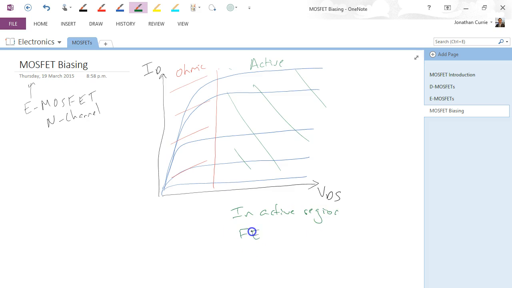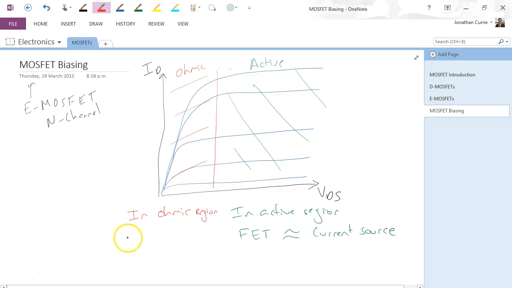In the active region, the FET is equivalent to a current source, while in the ohmic region, the FET is equivalent to a resistor. In fact, it's a voltage controlled resistor. Alright, so those are the two operating regions.